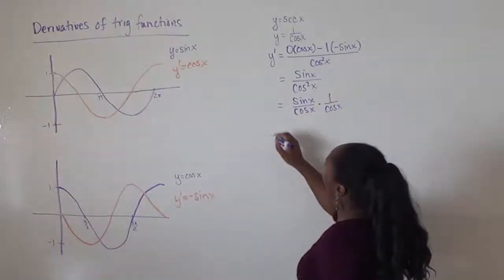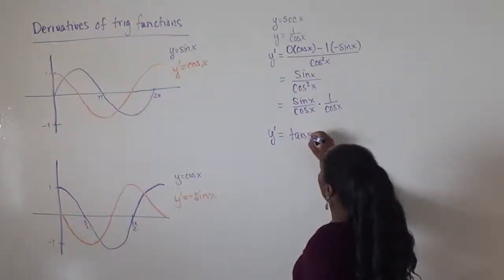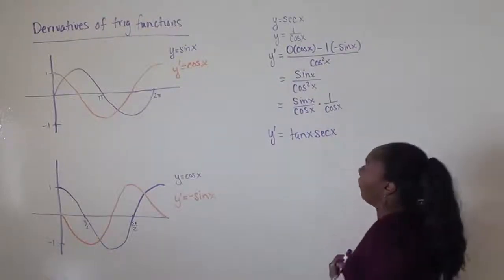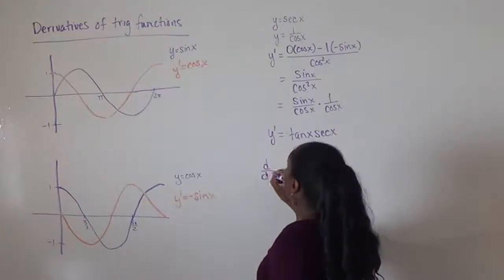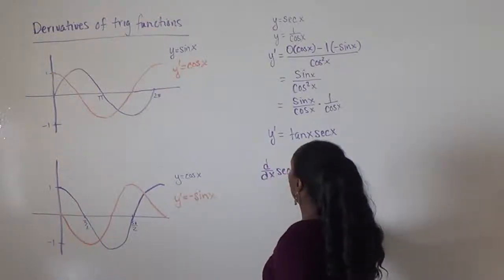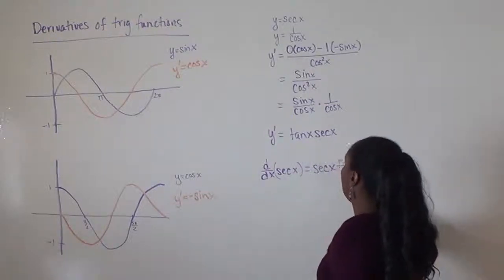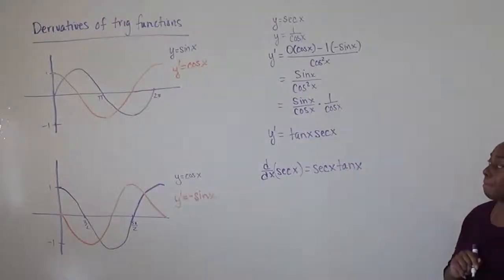And if we simplify that, we can see that y prime is going to be tangent of x, secant of x. Or how you'll usually see it written, the derivative of our secant function is the secant tangent. Okay.